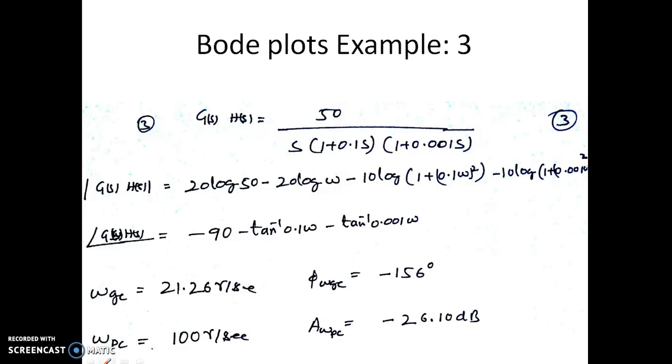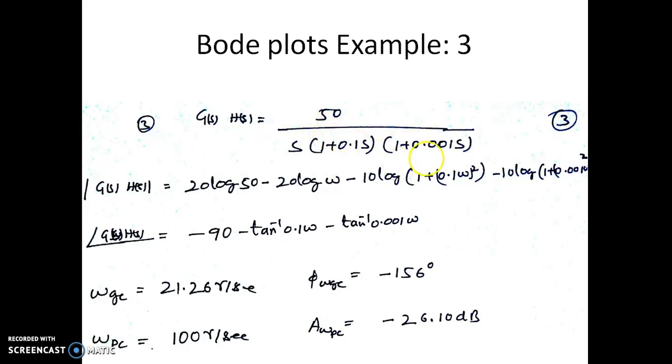So let us see one more example where we again have three poles. There is a pole at the origin, there is a pole with a time constant of 0.1, and there is a pole having a time constant of 0.001. This is the magnitude equation, this is the phase equation. So this minus 90 degrees corresponds to the pole at the origin. We have minus tan inverse of 0.1 omega corresponding to the pole with 0.1 as the time constant.